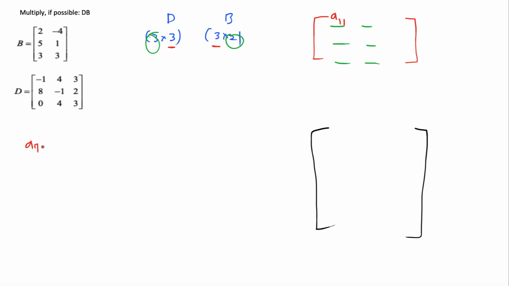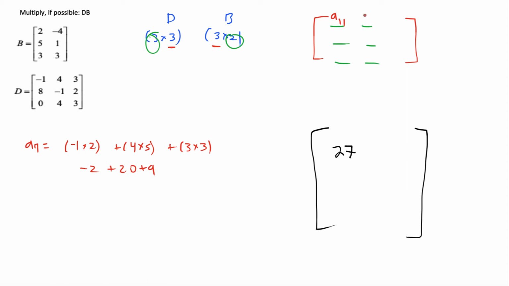So for A11, we take the first row in D. Notice the first row has 3 entries. And notice in B, the first column has 3 entries as well. So we're just going to multiply the corresponding entries together. So -1 times 2 plus 4 times 5 plus 3 times 3. So -2 plus 20 plus 9. That's going to give us 27. So the first row, first column of our answer should have a 27 as the first entry.